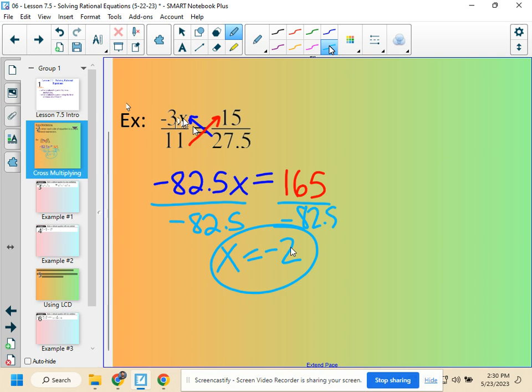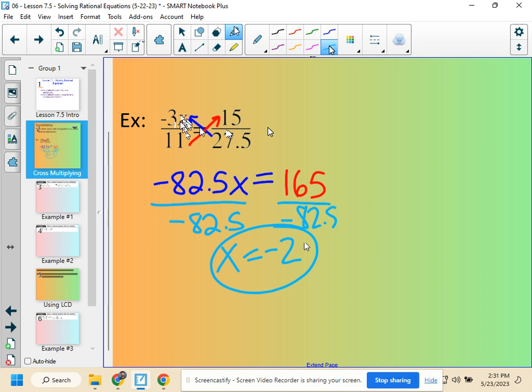I got 0.54545454. Then I double check the other one on my calculator. What's 15 divided by 27.5? 0.545454. So that's probably the easiest way to check your solutions to these equations: plug it in and divide out the fractions to see what you get.